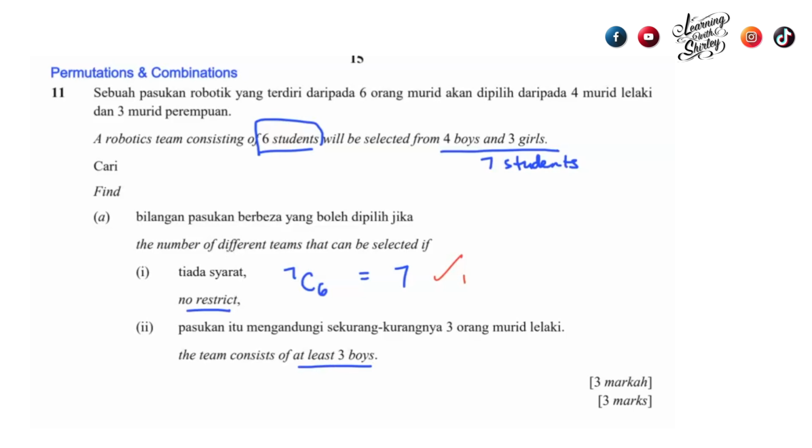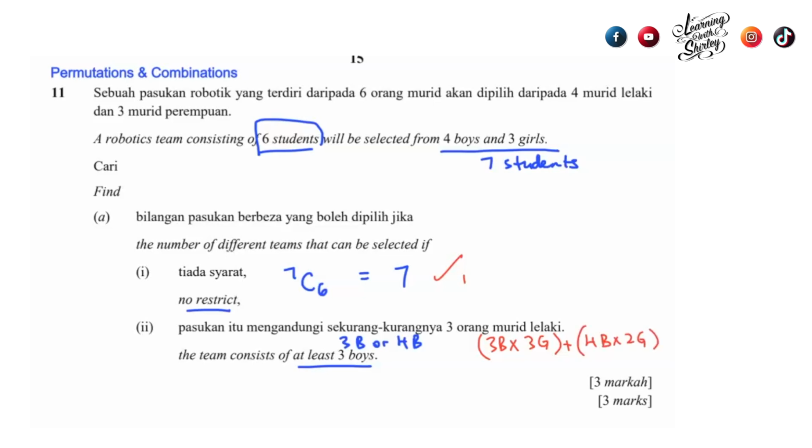At least 3 boys means it's either 3 boys or 4 boys, right? Then the remaining will be for girls. So if it's 3 boys, how many girls? Because we need 6 students, it'll be 3 girls. Then the next combo, if it's 4 boys, then it will be 2 girls, right? So we have 2 combos here.